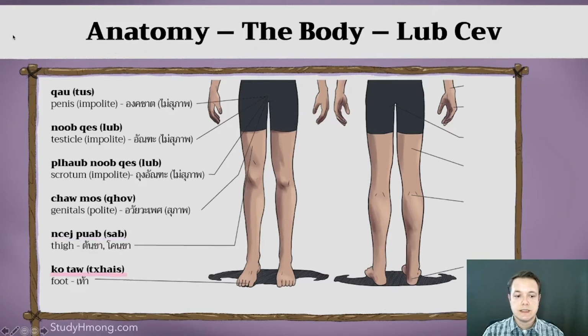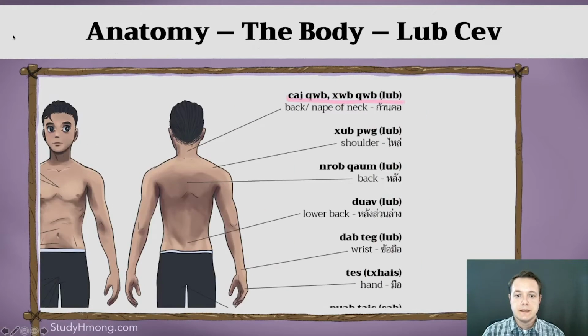Next is ko tao, and that's the foot. Classifier is cai ko tao. Next, we have the back or the nape of the neck up here. That's jiang gu, or pronounce su gu, and the classifier for that is lu.